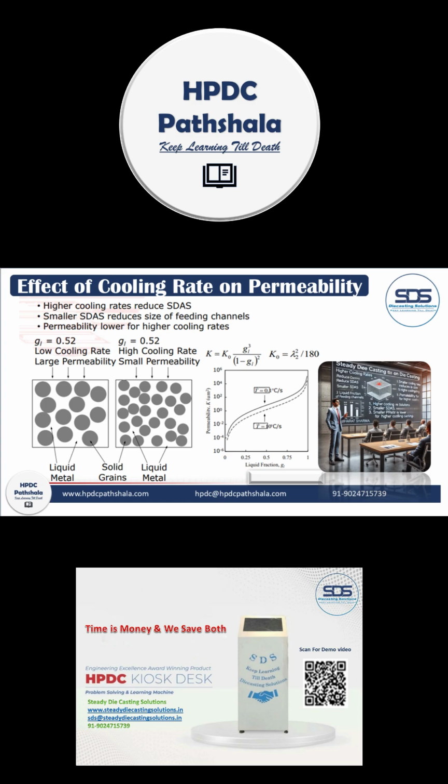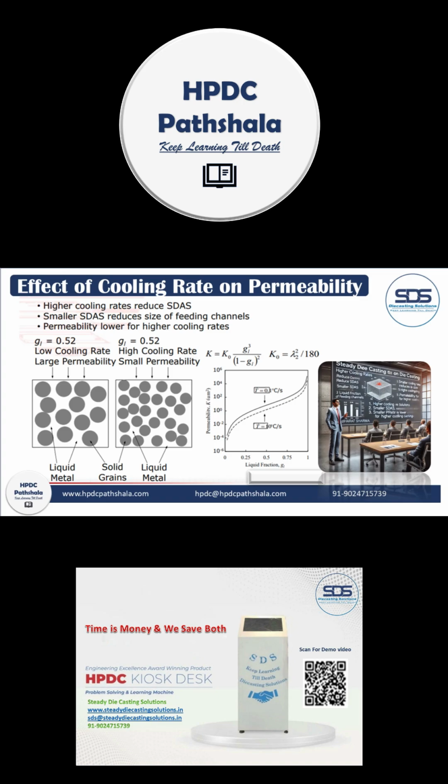Permeability, denoted by K, is a measure of how easily molten metal can flow through the semi-solid region. The formula on the slide shows that permeability depends on the liquid fraction and SDAS. The graph on the right shows how permeability changes with different cooling rates. At a higher cooling rate, 0.1 degrees centigrade per second, permeability is significantly lower compared to the slower cooling rate, 0 degrees centigrade per second.